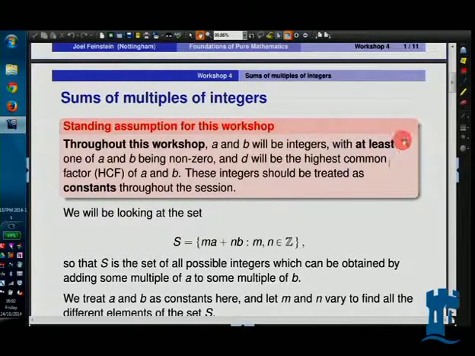So this is all we know about A, B, and D. D is the highest common factor of A and B. A and B are integers. They're not both 0, because we need a highest common factor to make sense.